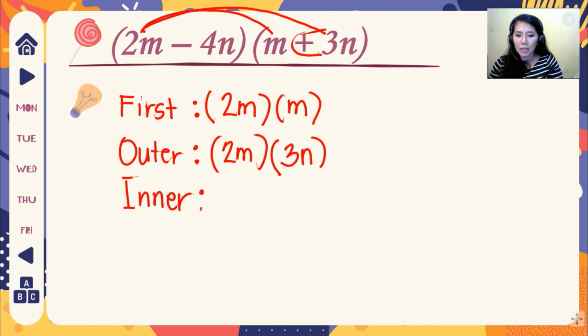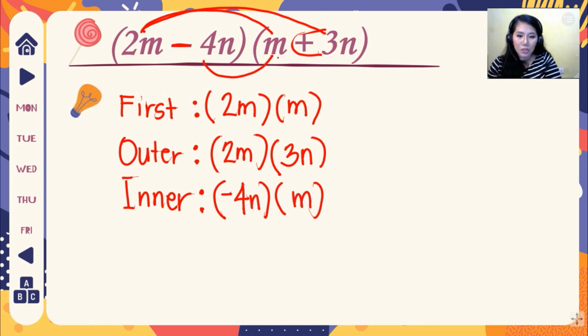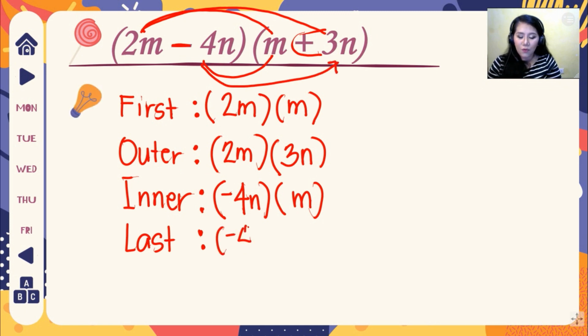Okay? Next, let's have the inner. Okay, so ang inner natin ay, take note, ang inner natin ay eto. Yan yung i-multiply natin ha. Now, be careful. Yung 4 natin dito, kasama yung negative sign na yon ha. So, therefore, yung minus na yun, sign yun ng 4. So, magiging negative 4n, i-times natin kay m. Okay, then next, we're going to have the last terms. Ang last terms natin ay si negative 4n at saka si positive 3n.